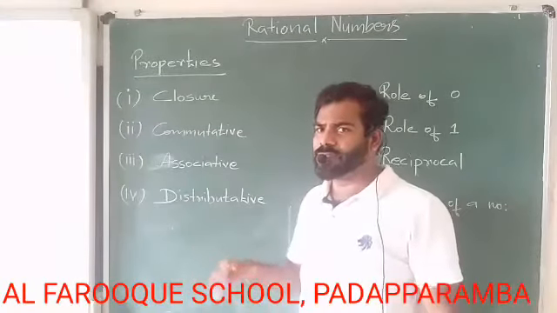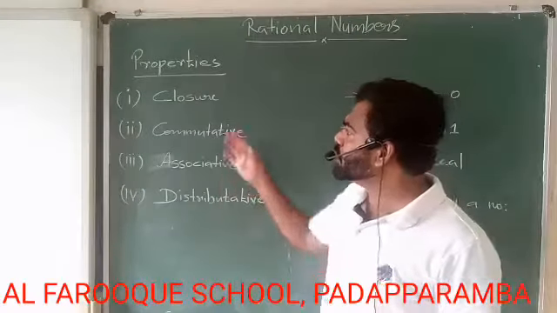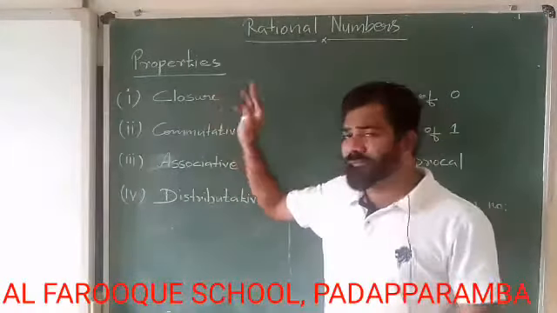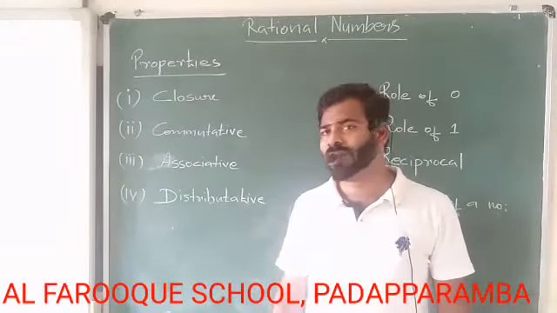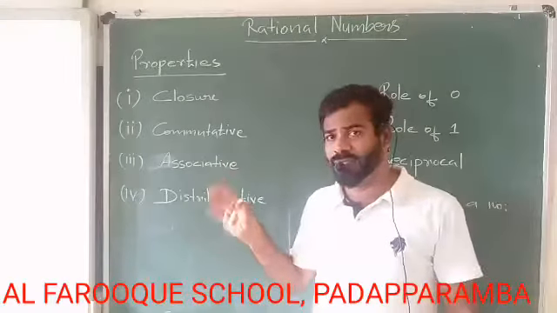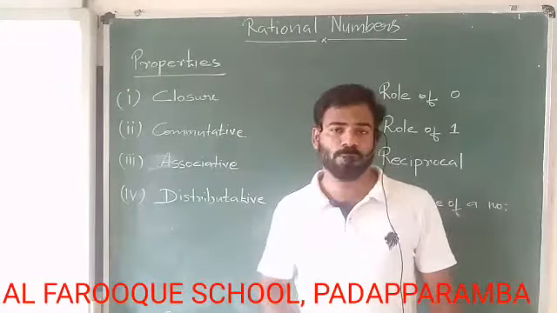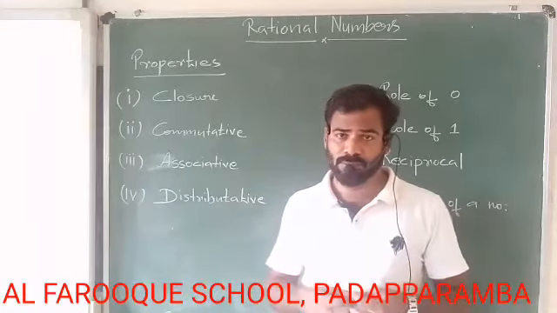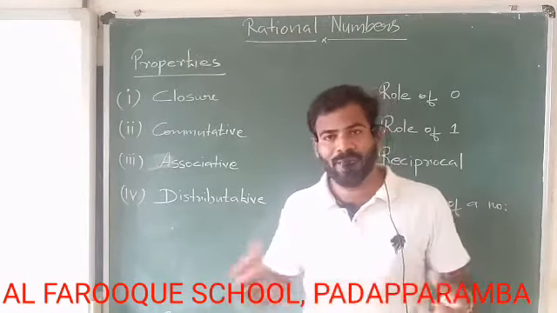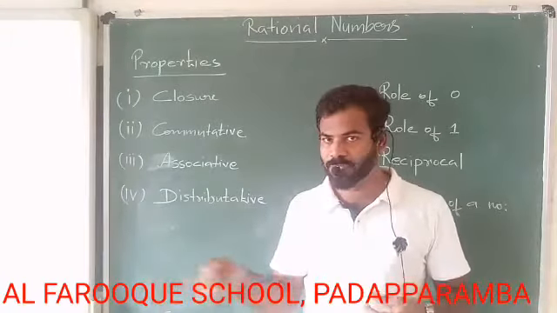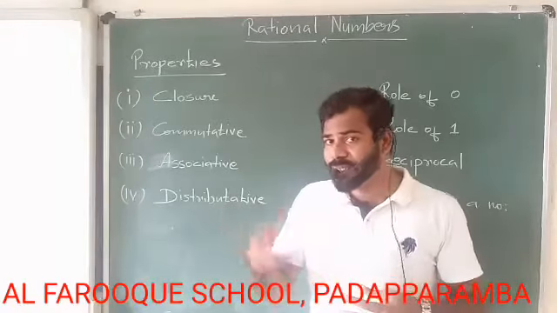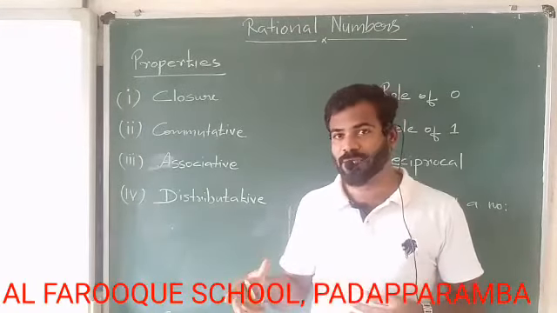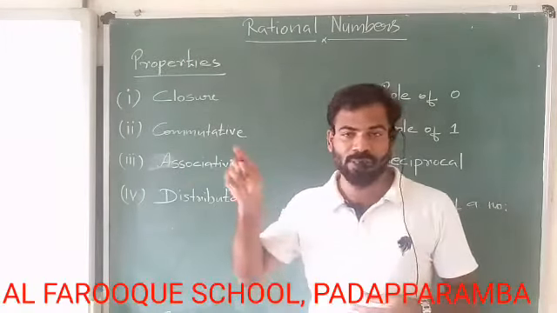Let's rewind. How are these properties defined? First of all, what is a closure property? I think this property is very familiar to you. What is closure property? If we take any two numbers and perform any operation such as addition, subtraction, multiplication or division, if the result belongs to that particular group, then we can say that that particular group satisfies closure property.